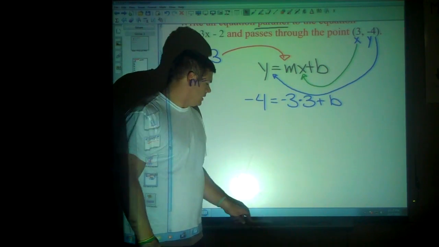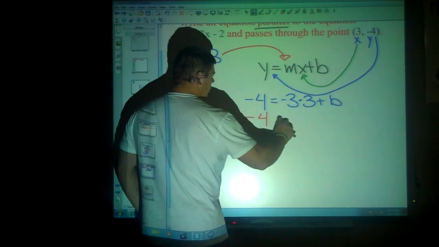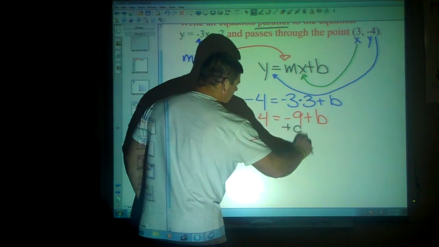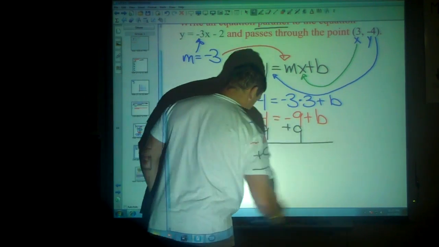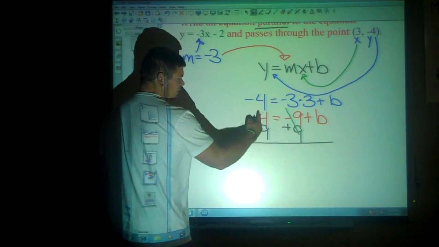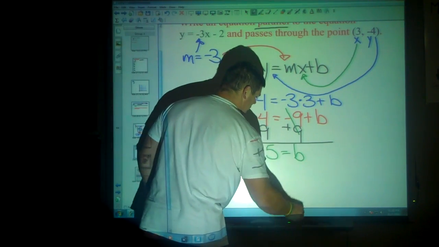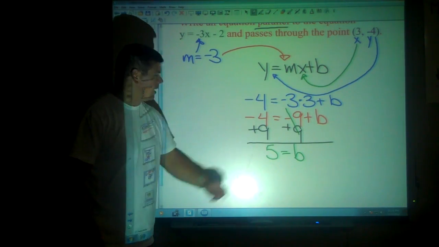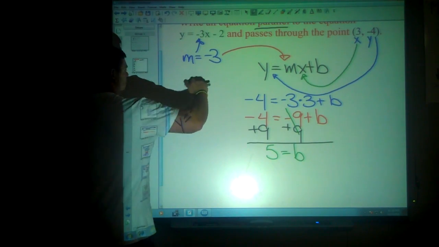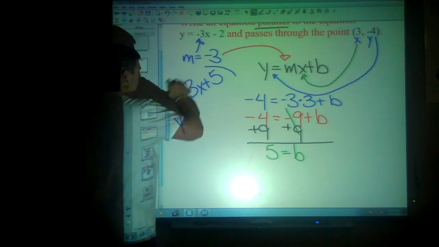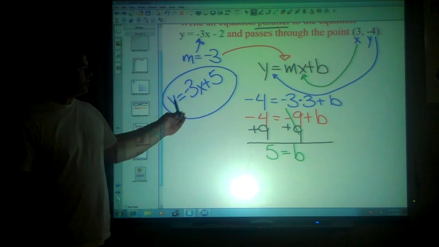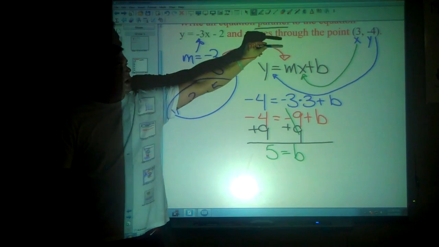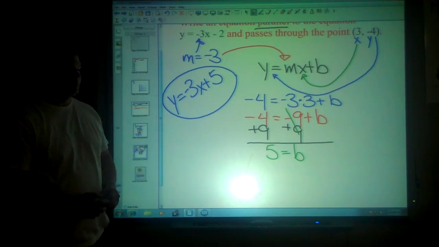But we can multiply -3 times 3. So we have -4 is equal to -9 plus b. We add 9 to both sides, and we get a finished b value of +5. Now that's not our equation, that's just the b value. We still want this slope and this y-intercept to say y equals -3x plus 5. That equation is parallel to this one because they have exactly the same slope, but it goes through that coordinate, which this one does not.